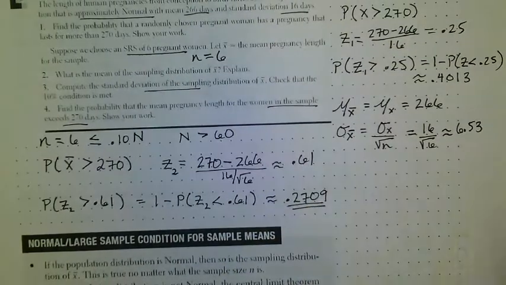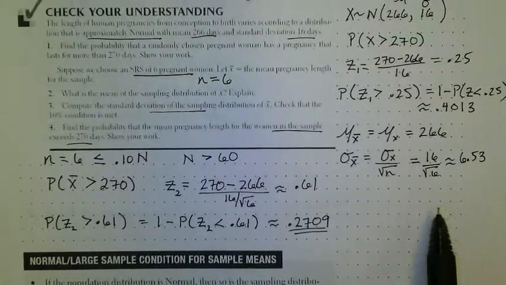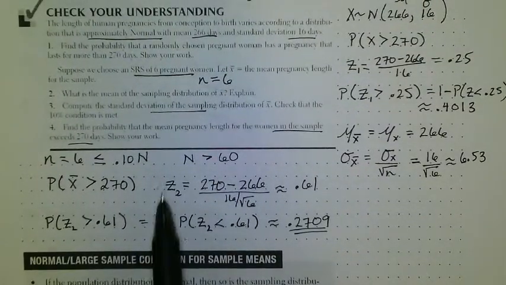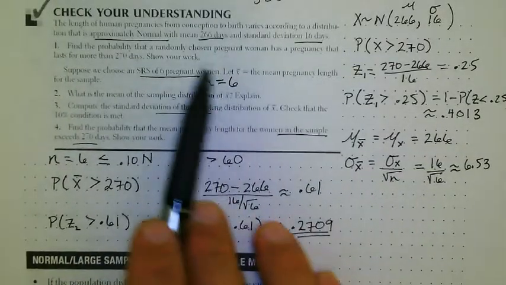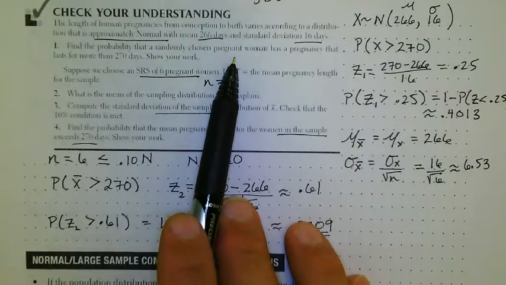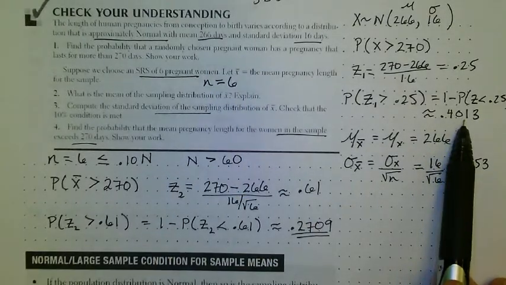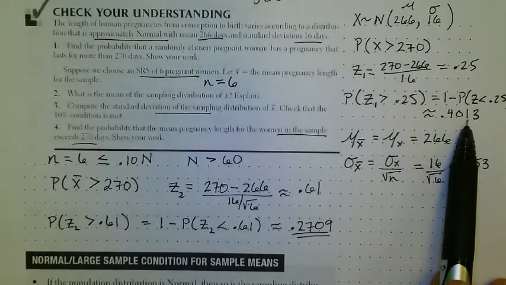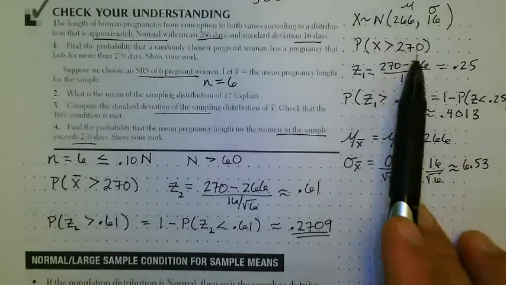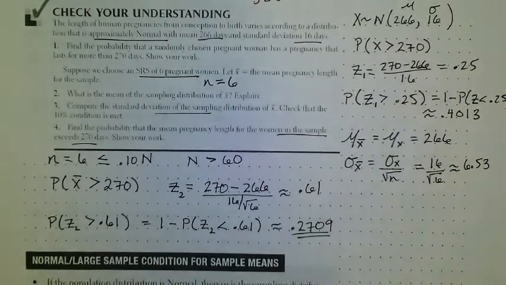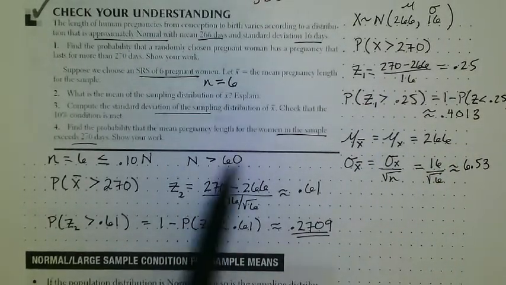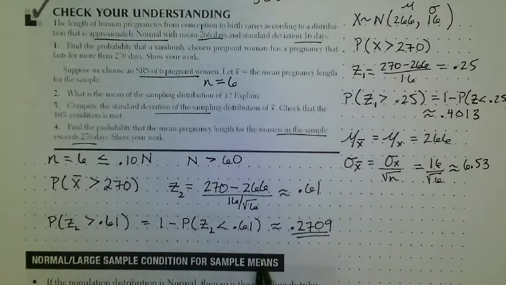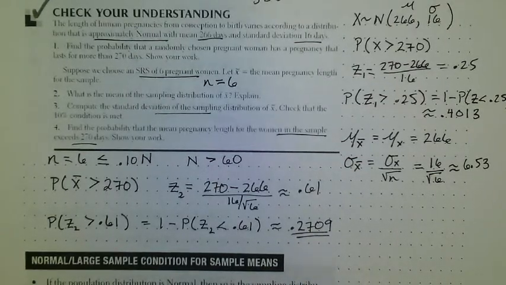So what does this tell us? This tells us that if we take any single pregnant woman, there's about a 40% chance that they have a pregnancy that's longer than 9 months. But if we were to take just a group of 6, then there's only a 27% chance that their pregnancy averages more than 9 months.